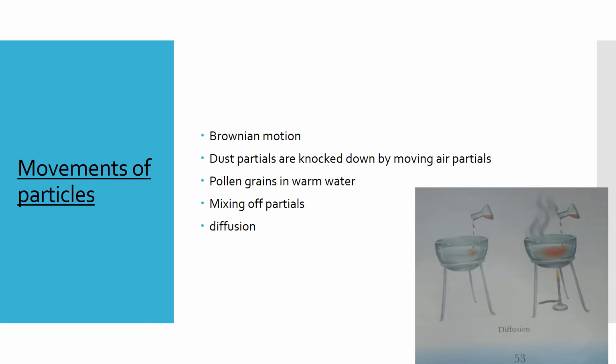The third is pollen grains in warm water. What happens? Sprinkle some pollen grains on the surface of warm water in a dish. The pollen grains will appear to be dancing on the surface of the water.